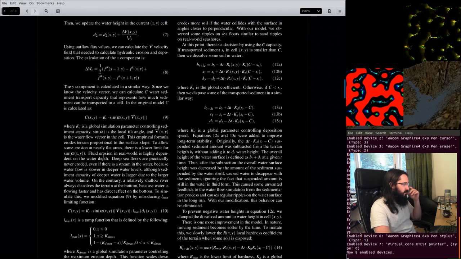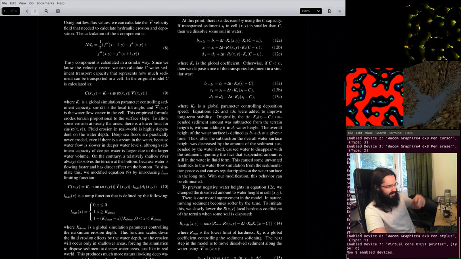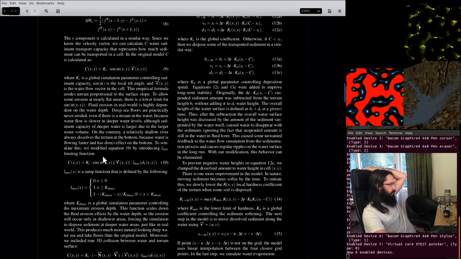Okay, since we know the velocity vector, we can calculate C, water sediment transport capacity. It represents how much sediment can be transported in a cell. And this is the original formula, which I think harkens back to one of the older papers. And it's talking about the local tilt angle, which is fine. This empirical formula erodes terrain proportional to the surface slope. To allow some erosion of flat areas, there's a lower limit for this. That's interesting. So the limit's not shown here. We might have to do some limit on ours as well.